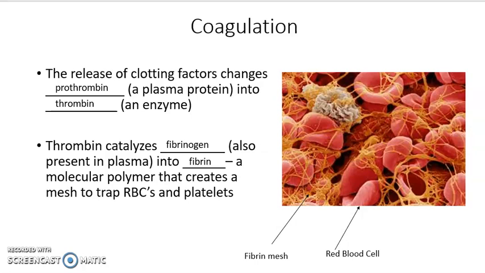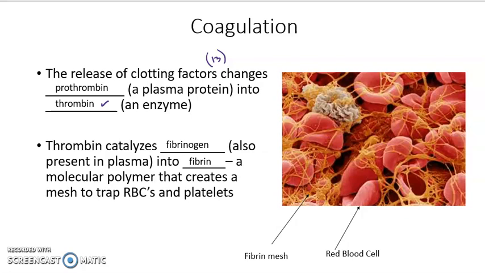So the release of clotting factors changes a protein that is normally in the plasma called prothrombin into thrombin, which is an enzyme. Okay, so now this is activated when those clotting factors are released. And remember, there's 13 different ones. I don't think you need to know them. Suffice to say that they're released. If you want to look them up, they're definitely in your textbook, but that is up to you.